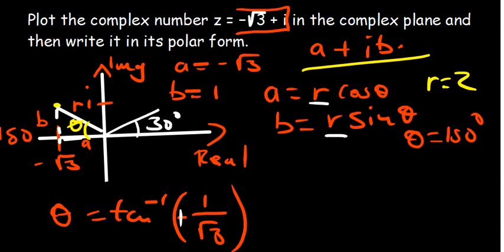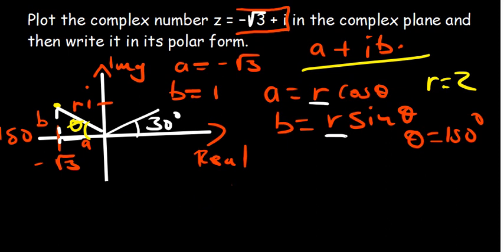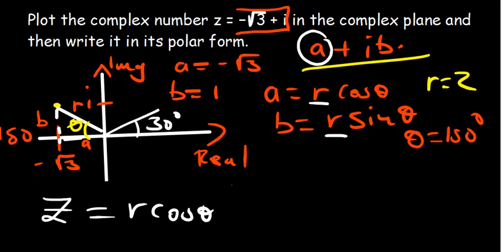And knowing that, if you plug in the values that we have for A and B, that is basically going to be your polar form. So where there is A, we put R cos theta, and where there is B, we put I R sin theta. And you plug in the values that you have.